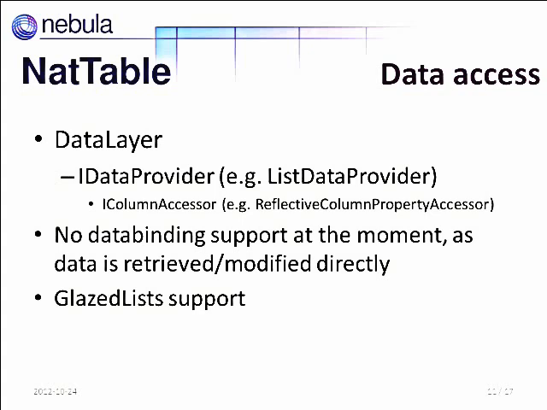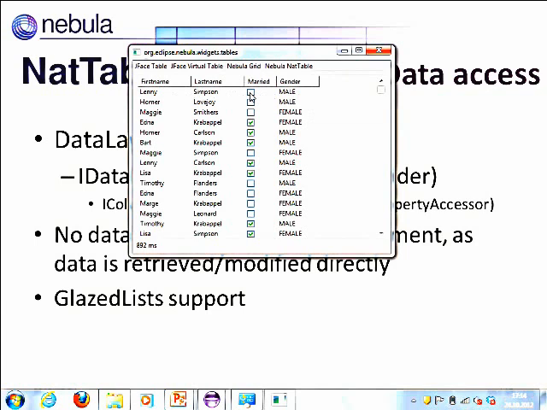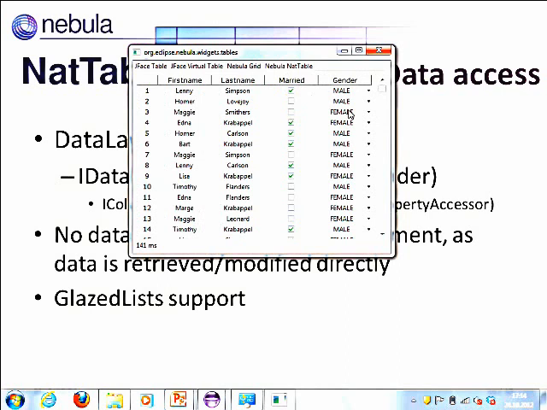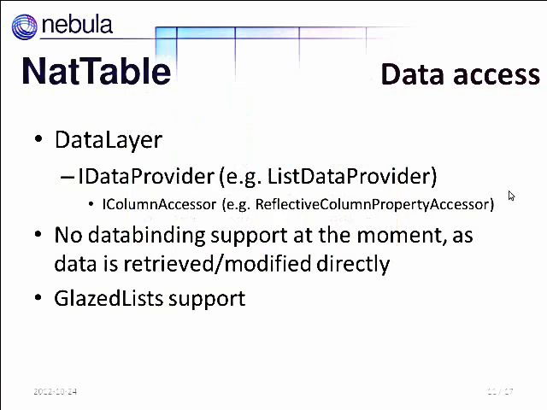So this is also the reason why we don't support data binding in NatTable, because the NatTable really works on the data you're showing. Every modification is put through to the model directly. So if you change the data, I can show this here. Looking at this Nebula grid, I'm setting Lenny to be married. He becomes married also in the NatTable, but he isn't married in the JFace table because I didn't call the refresh on the JFace table on any edit action.